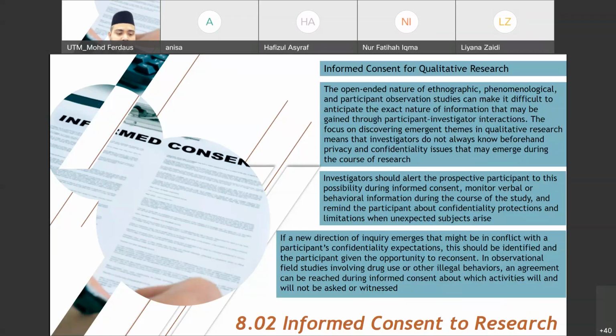So it could appear that some confidentiality aspects are not specified early on because the nature of our research is subjective. So it could appear during the session, and that information will be protected, or the investigator or the interviewer could stop the respondent from giving this information to you. If a new direction of inquiry emerges that might be in conflict with a participant's confidentiality expectation, this should be identified and the participant given the opportunity to reconsent.